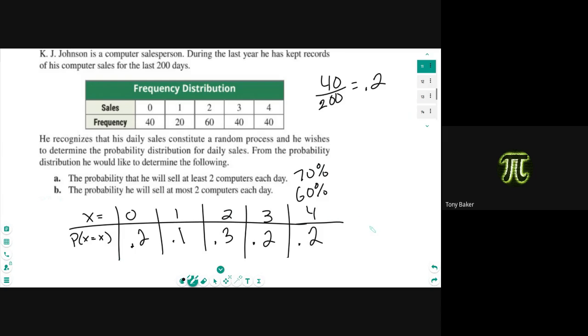Is this a uniform distribution? No, they're different numbers.